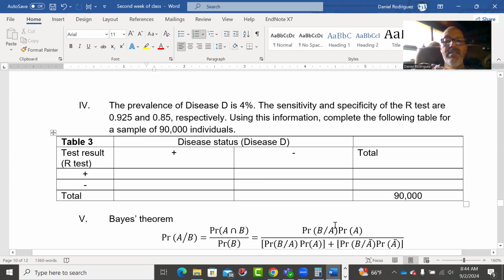Next step. This is an example of something you have to do in class or in exams, I should say, sorry. You have to complete this table. You're going to get the sensitivity and specificity and the prevalence, disease prevalence. That's how much disease there is in the community. Like 4% of the population has the disease. And we're going to use that to complete this table. All right, let's do that.